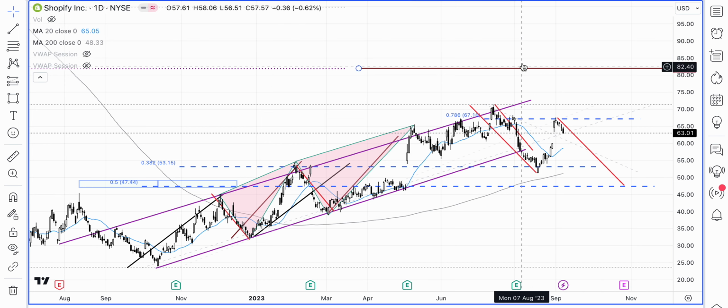The 38.2% Fibonacci retracement from the all-time highs to the lows is around $82, and this is our target. The likelihood is that if this low remains intact from the 18th of August, that $82 per share level is going to be the target.